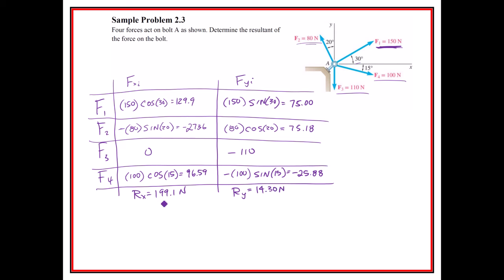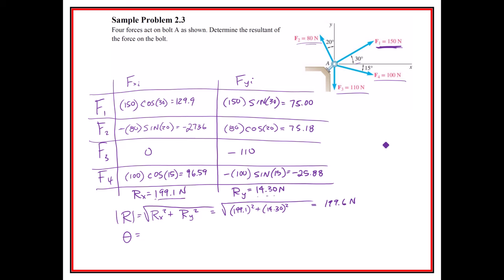Now, just taking a look quick, this is much bigger than this. So it might be that the vertical component isn't going to make a whole bunch of difference in the magnitude. That's something that we might want to have from observation. So for the magnitude, remember we're taking these two components and squaring them: 199.1 squared plus 14.30 squared, and that's going to end up equaling 199.6 newtons. You could see that it didn't really change a whole lot from the x because it's mostly x.